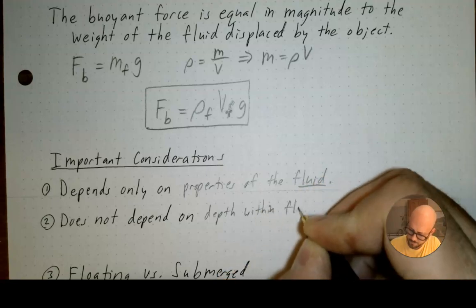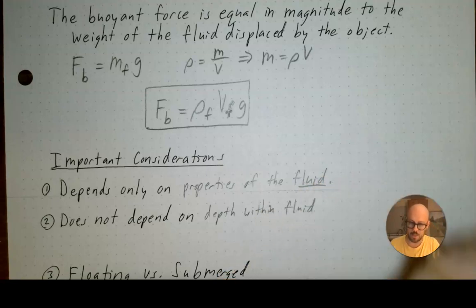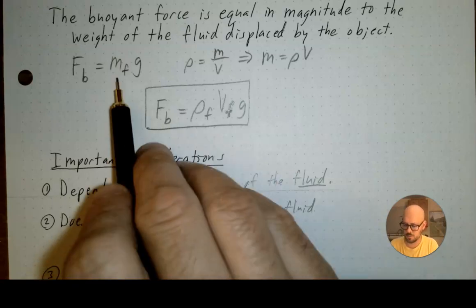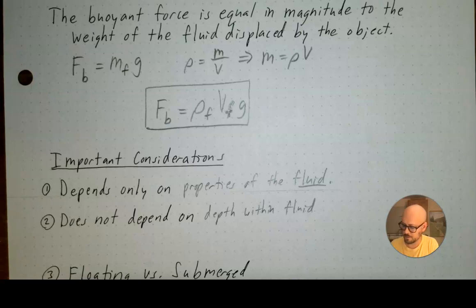within the fluid. Now that mostly just has to do with the fact that there's a linear relationship between the pressure at a point and the depth. And so as far down as you can go, even resting on the bottom of a container, the buoyant force is still going to be equal to the weight of the fluid displaced.